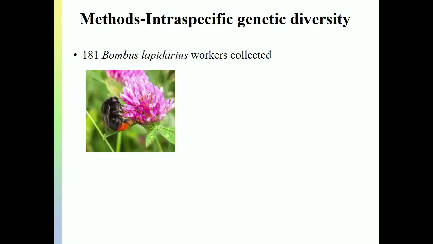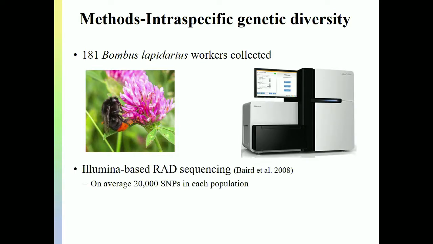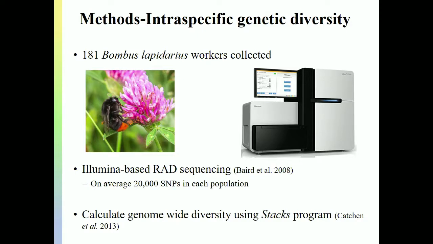While we were pan trapping, we also collected individuals from the most abundant pollinators across those 2 ecosystems. Here I will present results on Bombus lapidarius. Hopefully I get some money and can do the same analysis for the other 2. In each of these 18 sites, we collected Bombus lapidarius workers and extracted DNA from them. Then we did Illumina-based RAD sequencing, discovering about 20,000 SNPs, and based on that we calculated the genome-wide intraspecific genetic diversity of Bombus lapidarius populations across the two ecosystems.